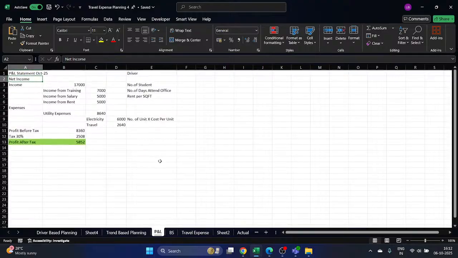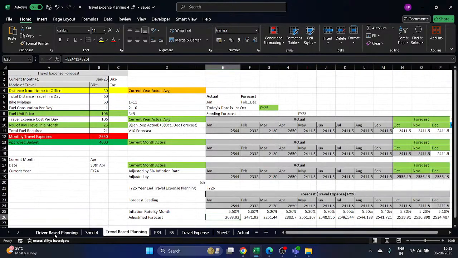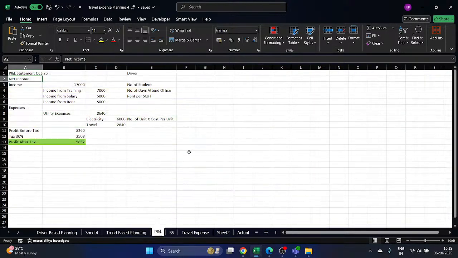Here the P and L. When we do driver based planning and trend based planning, the actual conclusion of travel expense is how our P&L and balance sheet would be affected by this planning, by this regular expenditure.